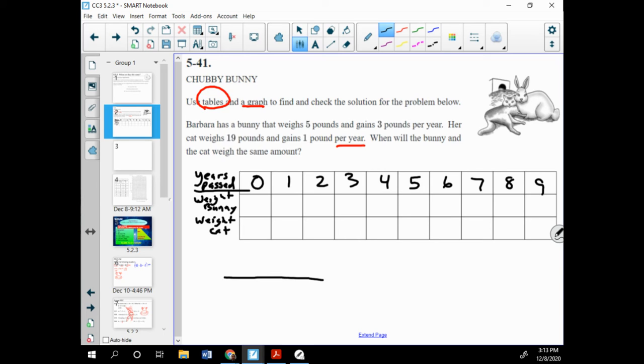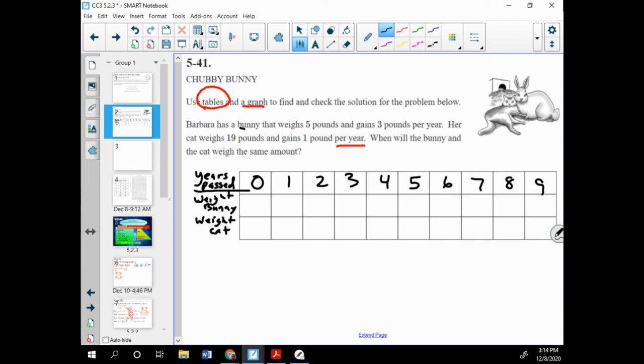You could have made this table going down and said years here, and 0, whatever, down to like 9, and then the bunny here, and the cat here. Either way works for you. For me, for my space, it works better to go across, so that's what I'm gonna do. And then we're just gonna work on filling this out.